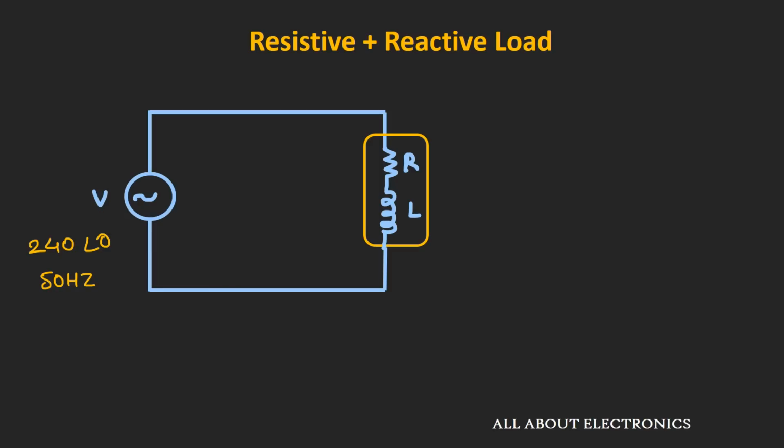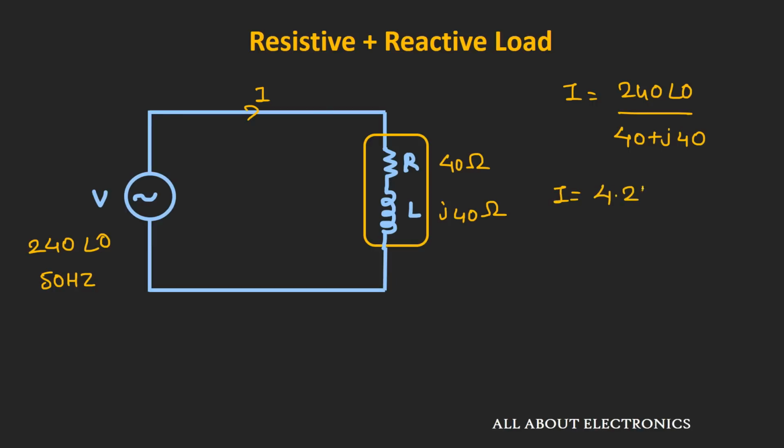Now let us take the more practical case of a load that has a resistive as well as a reactive element. Let us say in this case the value of resistance is 40 ohm and the value of reactance is j40 ohm. So the current I drawn from the source will be equal to 240 divided by 40 plus j40. The value of current I will come out as 4.2426 ampere, at an angle of minus 45 degrees.